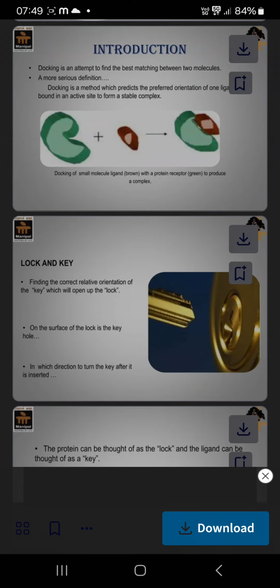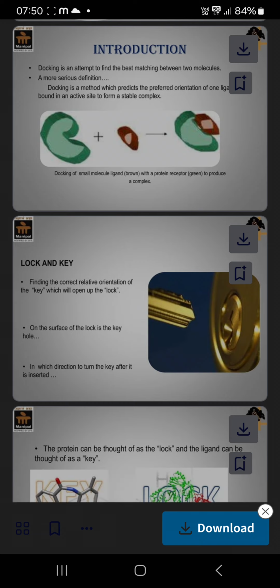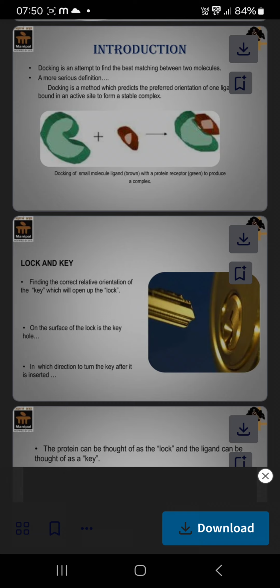What is molecular docking? Docking is very important in biological science and drug design. Docking is an attempt to find the best matching between two molecules. Two molecules means one molecule is the ligand, another is the protein, or any molecule you have synthesized in your laboratory, and the protein.